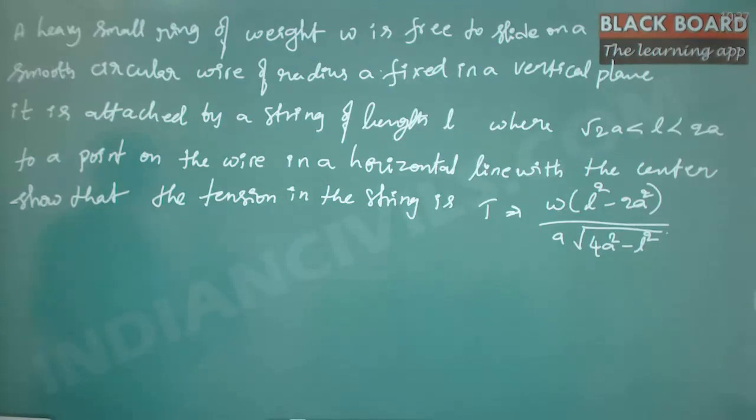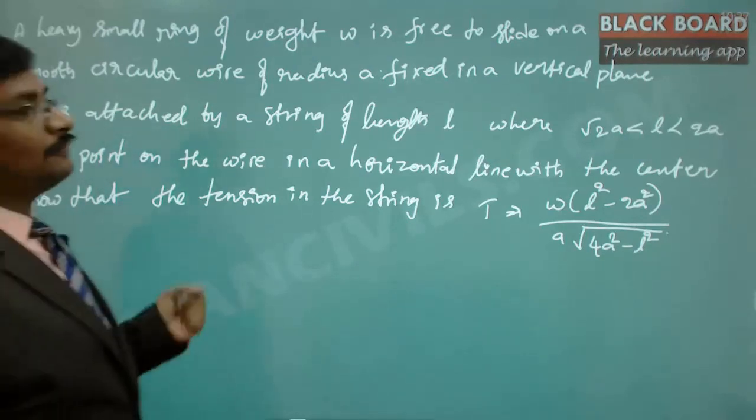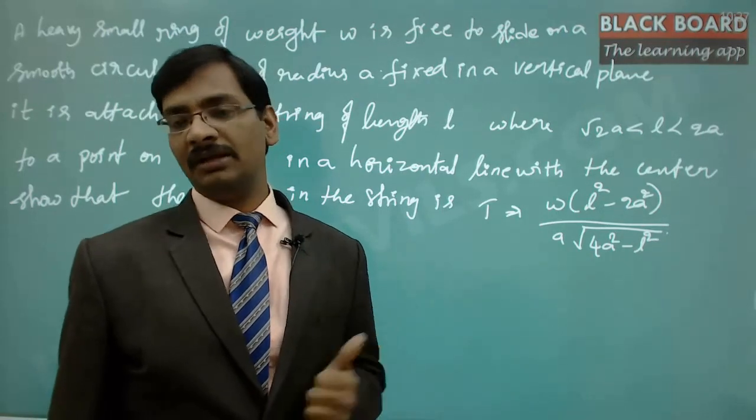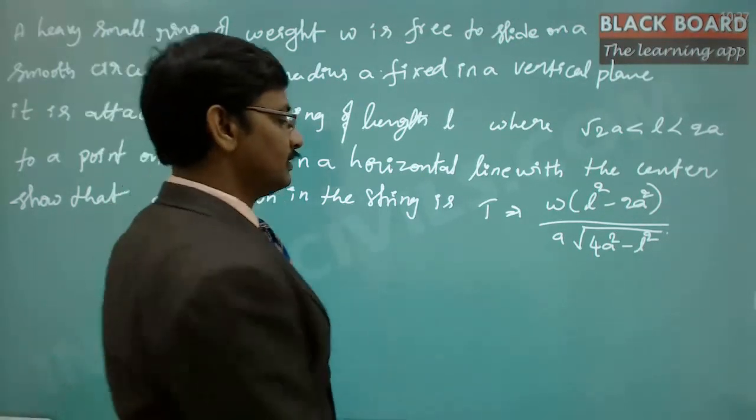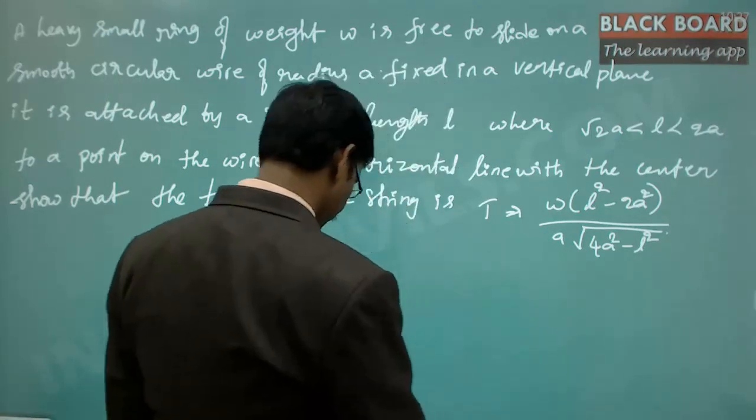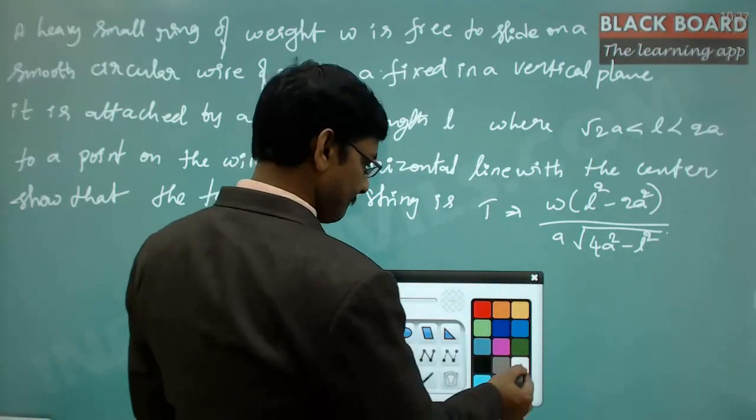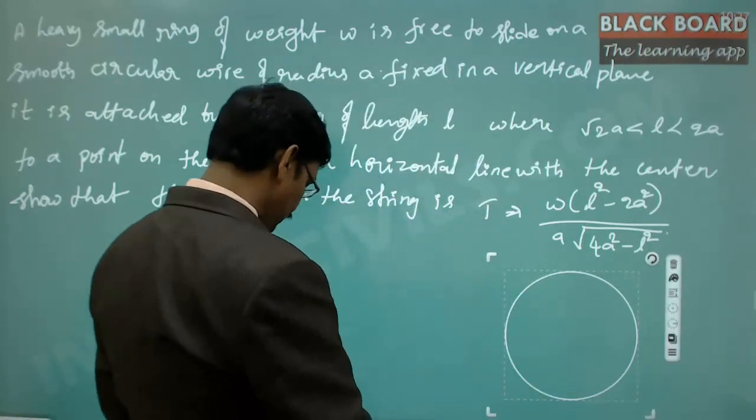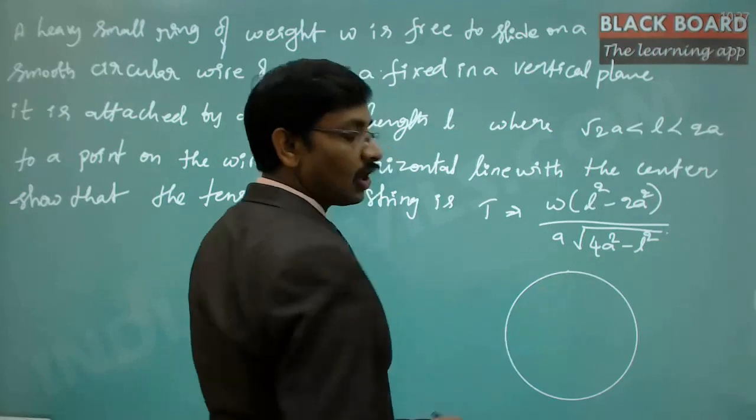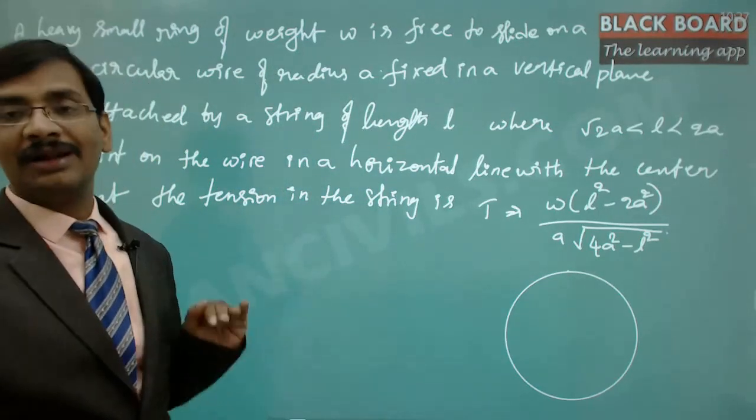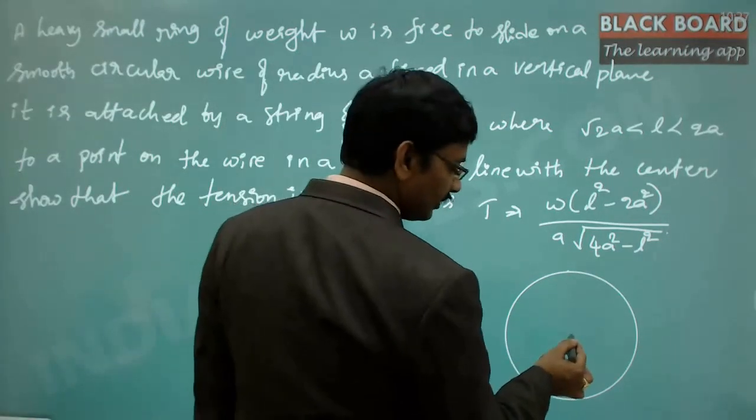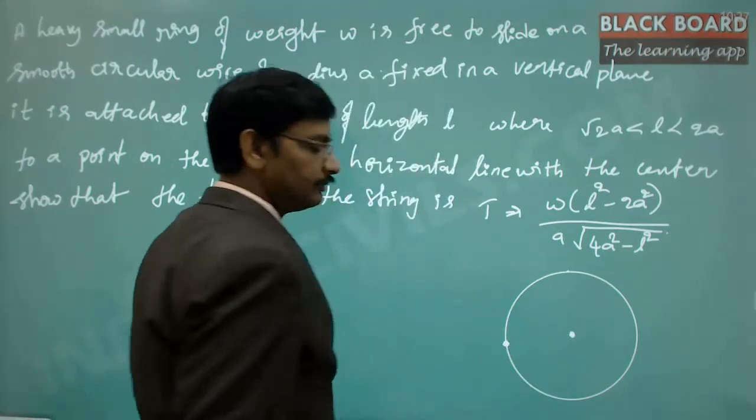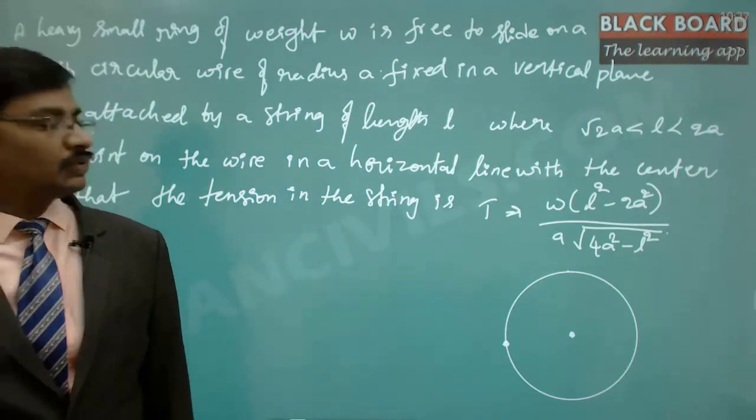First of all, you need to identify the point of fixing the string. He said that it is on the horizontal line with the center. So that means the circle is like this. So this is the circle. Earlier he attached the string at this point. Now he said in a horizontal line with the center. So this is the center. The string got attached at this point. And this is very crucial to understand.